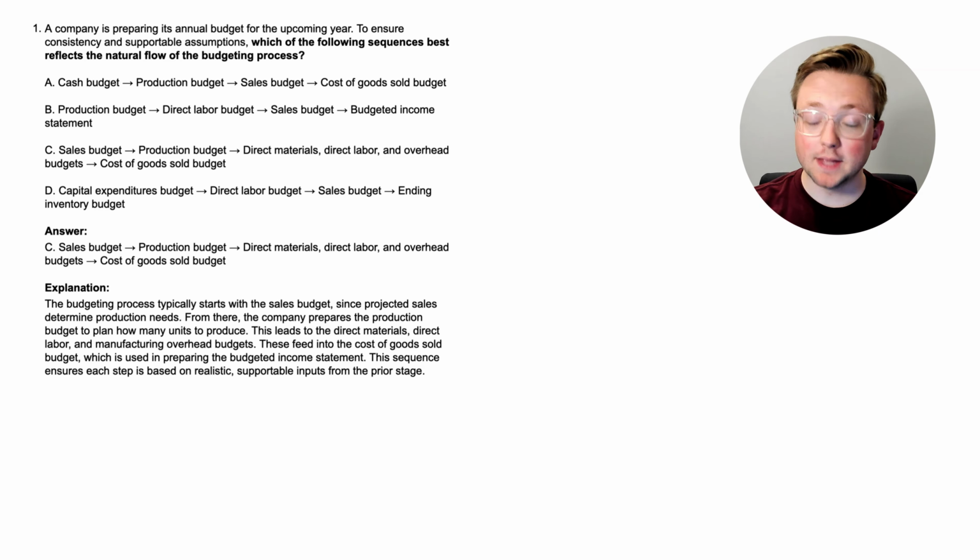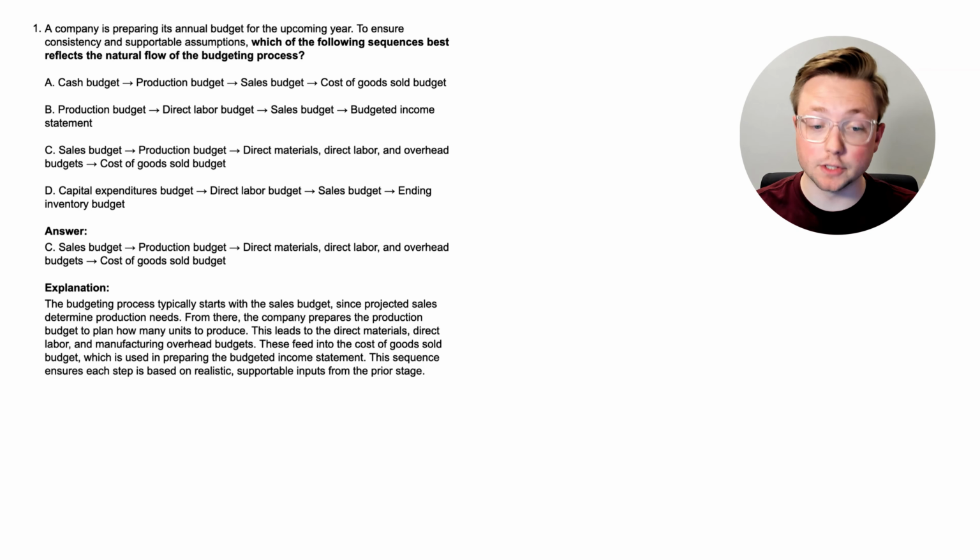All right, here we are at the answer C. So first you start with the sales budget, then you would go to the production budget, then you would go to the direct materials, direct labor, and overhead budgets, and then you would go to the cost of goods sold budget and so on. So let's talk about that. The budgeting process typically starts with the sales budget, since projected sales determine production needs. From there, the company prepares the production budget to plan how many units to produce. This leads to the direct materials, direct labor, and manufacturing overhead budgets.